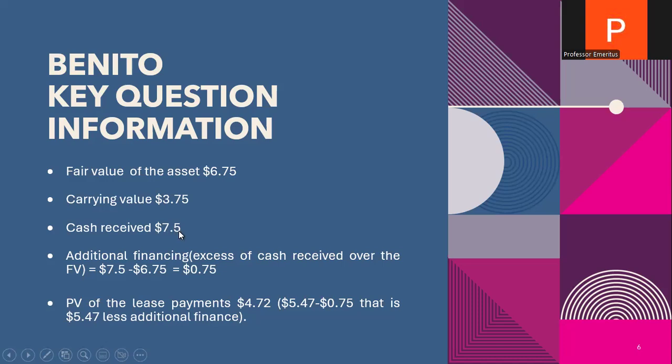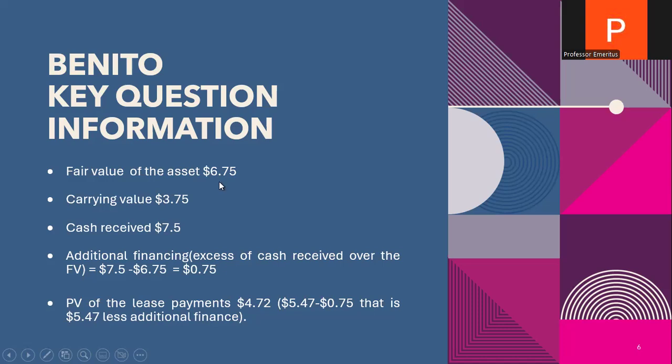There was something that I said earlier when I was saying if an asset is 3 million, for instance, and you sold it for 8 million, the excess 5 million will be treated as a loan. So if you look at what we have in Benito question, we know that the fair value of the asset is 6.75, but the cash received is 7.5. This means that they have received 0.75 higher than the fair value of the asset.